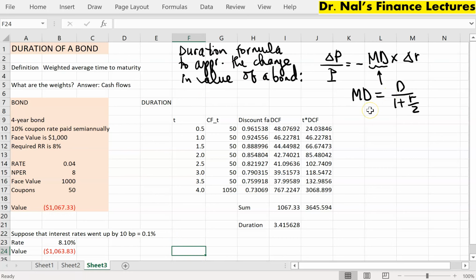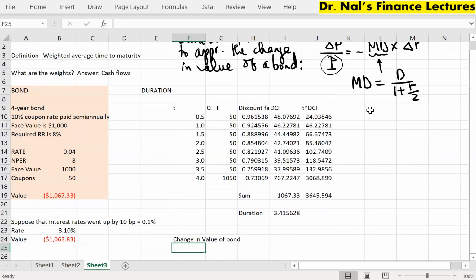In fact, one other thing we can do is take that price to the right-hand side. So the formula we will get will be the following. Change in value of bond is going to be equal to the product of 3 things. It will be based on the original value, the price of the bond. It will be based on the modified duration, and then it will be based on change in R. Well, the change in R, we know what it is. It went up by 0.1%.